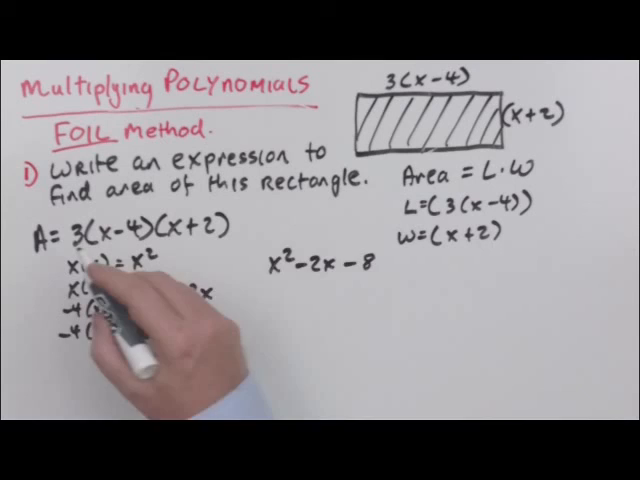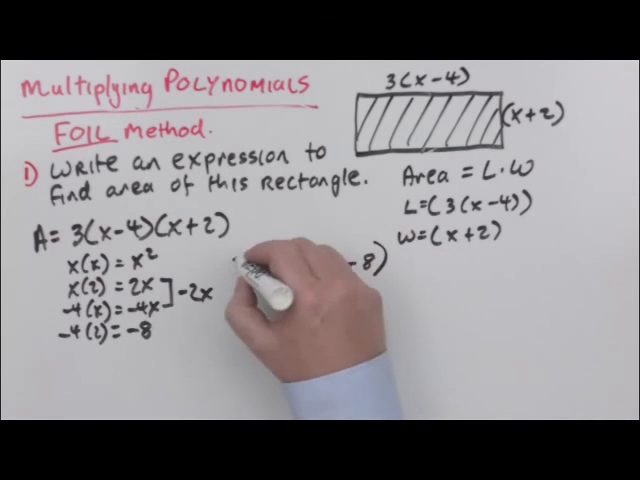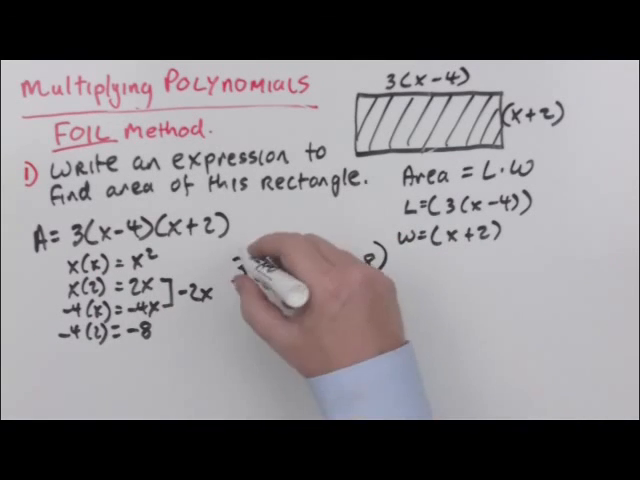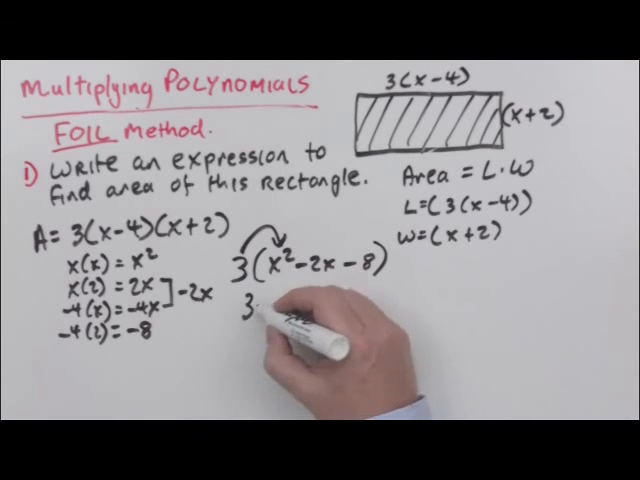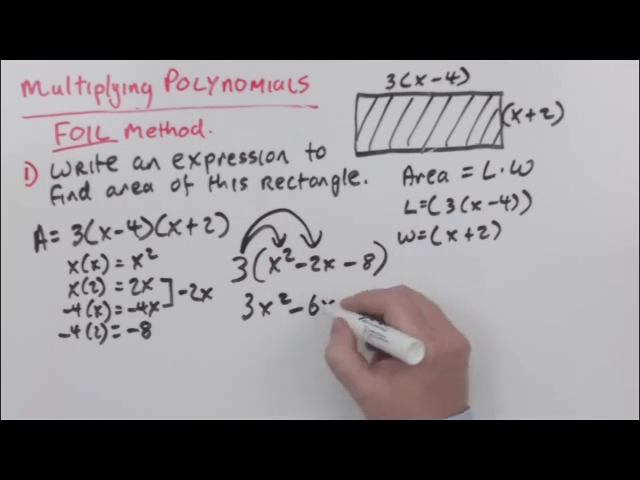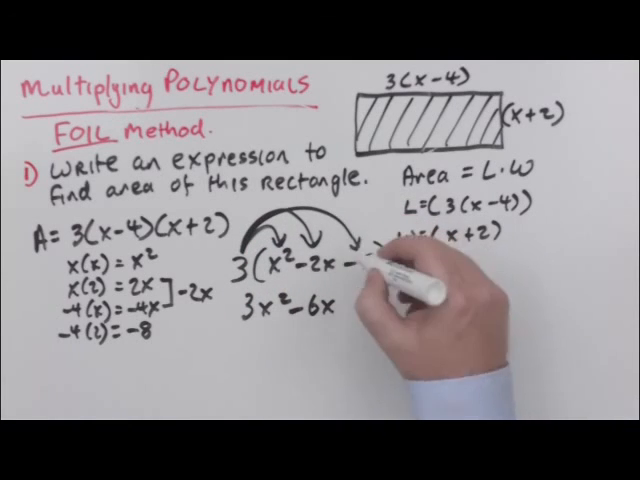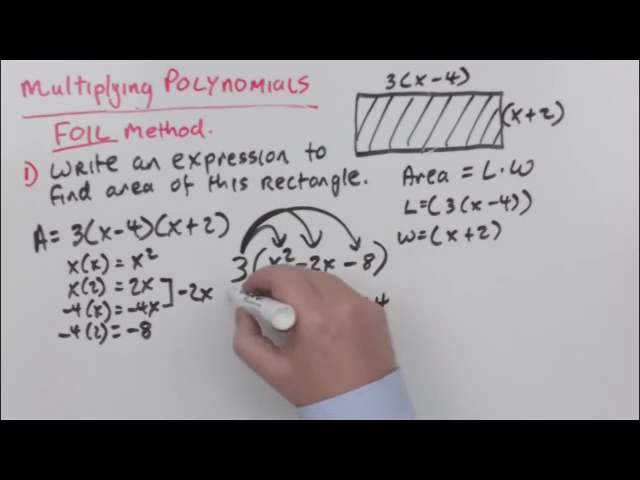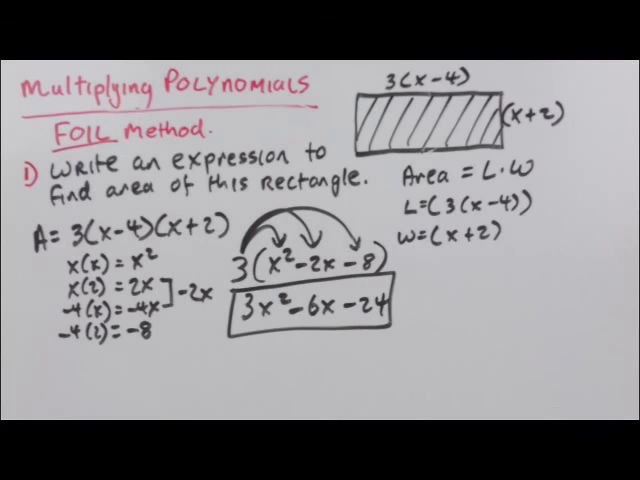But remember that 3 we had at the start? We've got to multiply everything by 3 using the distributive property. 3 times x squared is 3x squared. 3 times negative 2x is negative 6x. 3 times negative 8 is negative 24. This is the expression to find the area of this shape.